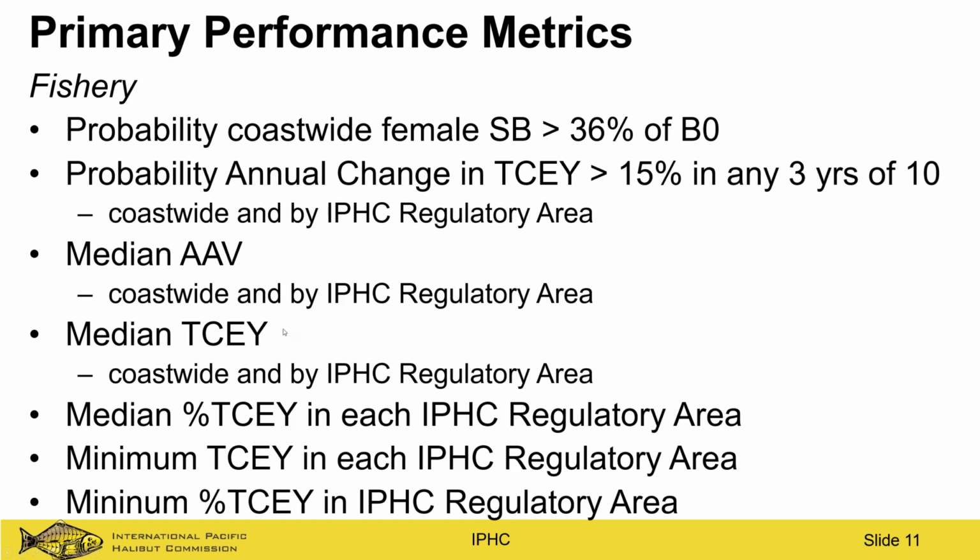And then in relation to the TCY, we have the median average TCY. But we also have the median percent TCY in each regulatory area, so what percentage of the mortality limit is in each regulatory area. And then as well the minimums of the TCY and the percent TCY in each IPHC regulatory area, to give the stakeholders and anyone evaluating these results an idea of how the mortality limits are distributed, and what the minimums would be that are observed in each of those regulatory areas.